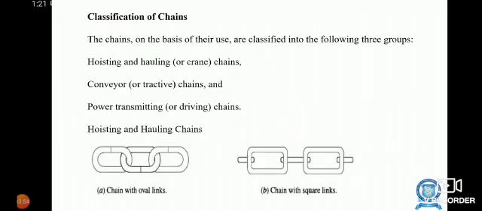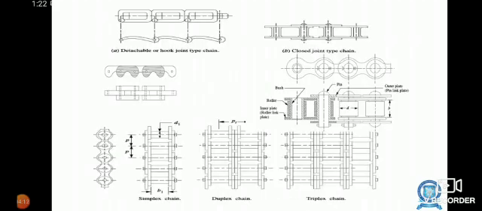Classification of chains. The chains on the basis of their use are classified into the following three groups: hoisting chains, conveyor chains, and power transmitting chains. The figure shows hoisting chains, chain with oval links, chain with square links. Then hook joint type chain, closed joint type, then simplex type, duplex type, and triplex type.